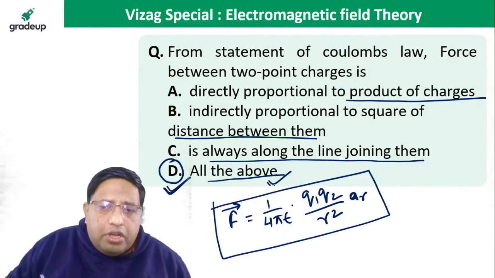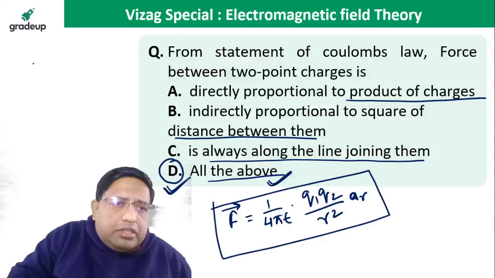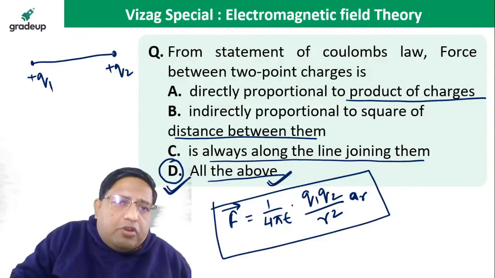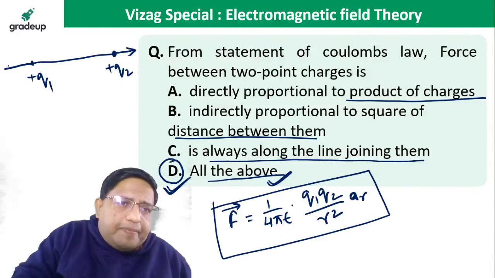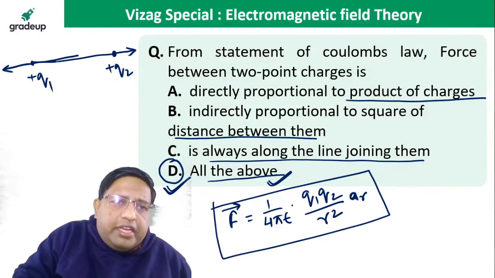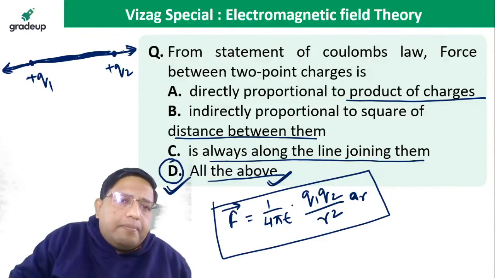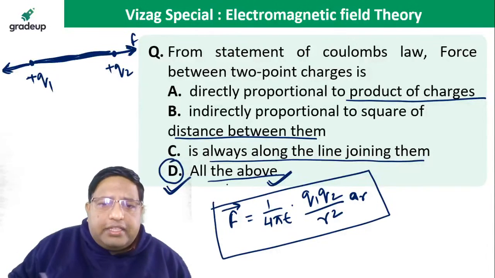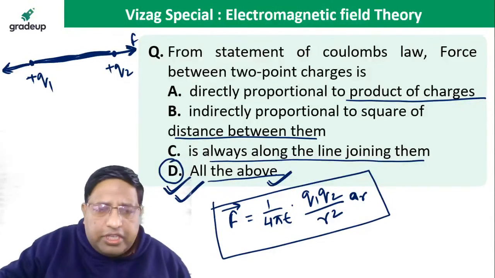All of the above is the correct answer, because between two charges, if they are like charges Q1 and Q2, the force is always along the line joining them. The force is the repulsive force, but it is always along the line joining. Maybe it is attractive force or repulsive force, depending upon the nature of the charges, but the direction of the force is along the line joining. So D is the correct answer. Next question.